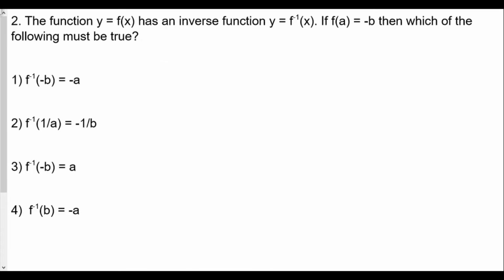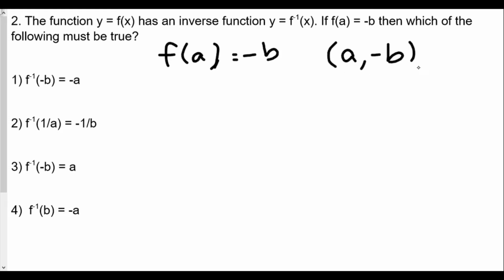Question number 2, the function y equals f of x has an inverse function. We call it y equals f negative 1 of x. And if f of a is equal to negative b, then which of the following must be true? So here, we use the notation f negative 1 for the inverse. And so we see here that on the original function, f of a equals negative b.